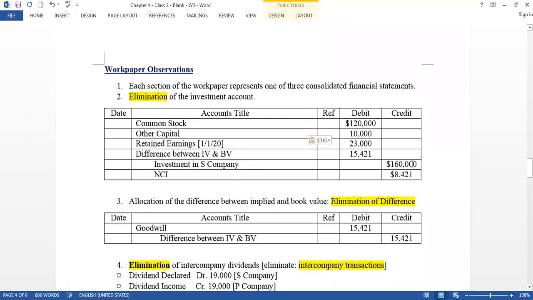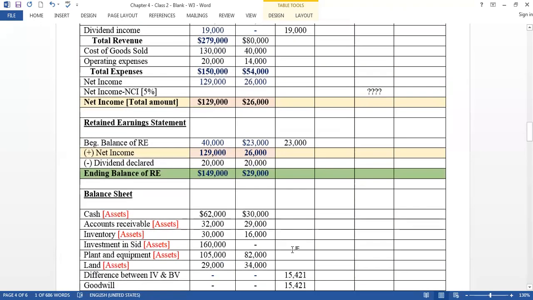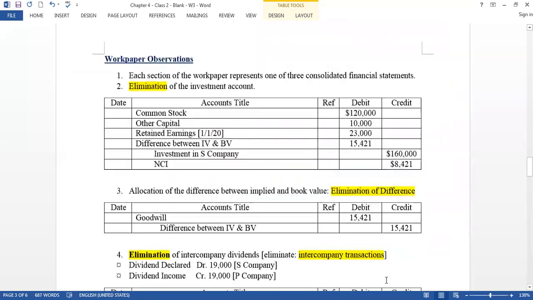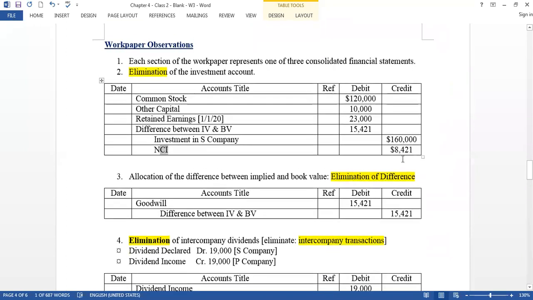Credit side, investment in subsidiary is credit. Now what is investment in subsidiary? This is investment in subsidiary. We put in the credit side. We put credit. Then we have another credit, 8421. 8421 is the NCI, right? And this is the beginning NCI. Clear? This is the beginning NCI.